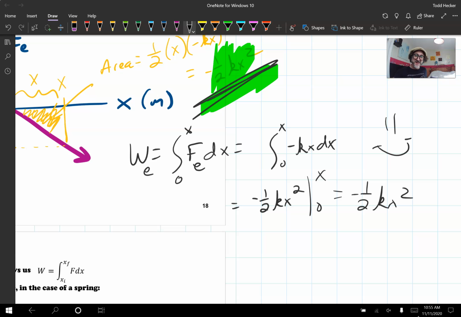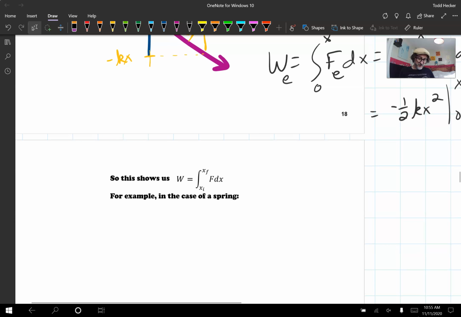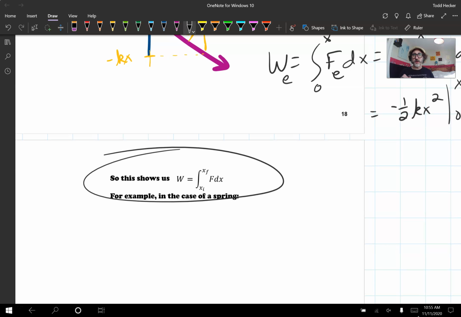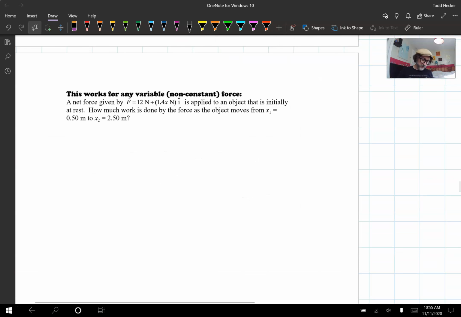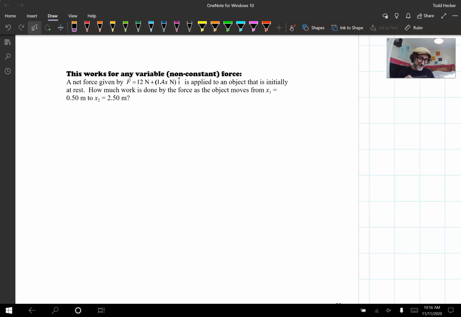All right, so here is what we've learned. To calculate the work done by a variable force, you can integrate the function like this, or if you're given the graph, instead of taking the integral, you find the area under the graph. Okay? All right, I just showed you the example of a spring. All right, now, so this works for any non-constant force. All right? So in this example, it says a net force is given by 12 plus 1.4x. Okay, I don't know why I wrote it that way.